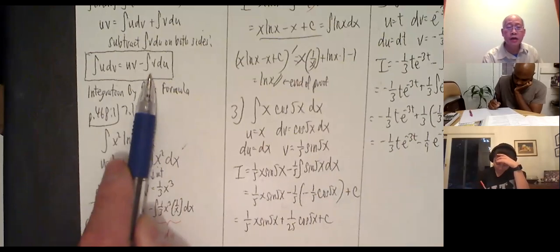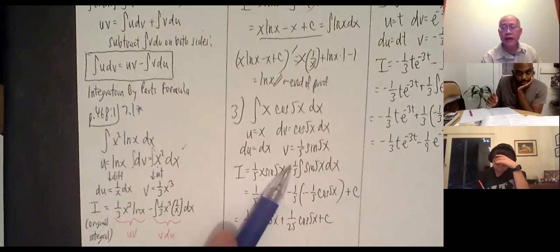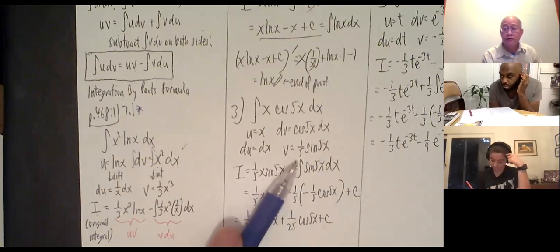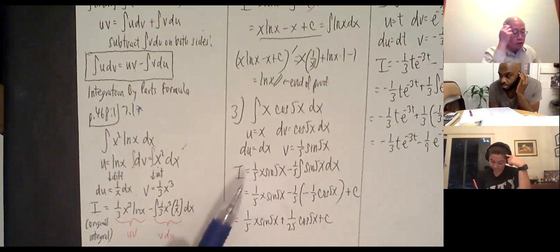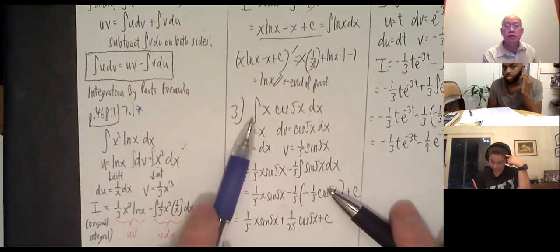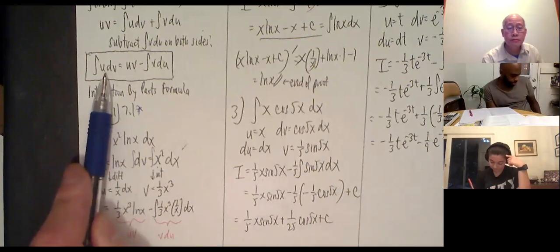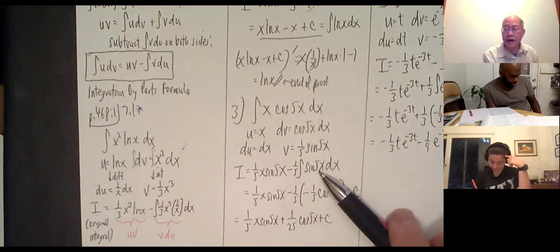minus, by formula, integral of v du. So minus 1/5, you can take outside the integral. You're always allowed to pass constants in and out. Okay, v is 1/5 sine 5x, du is dx. So look at what happened. I started off with x times a trig function, and what's my new integral? Just a trig function. So it got better. I lost the x, essentially.